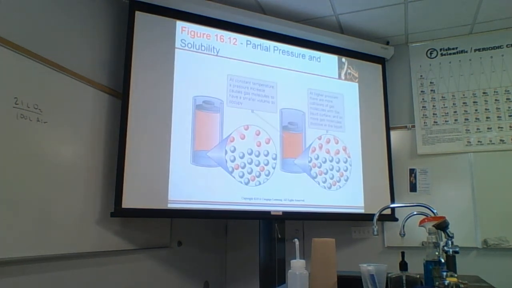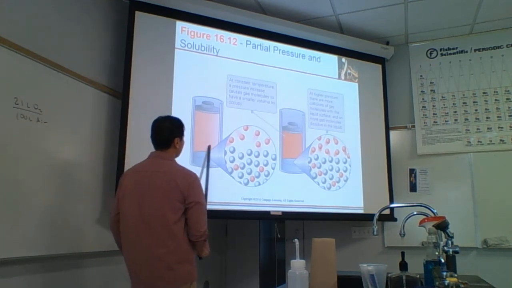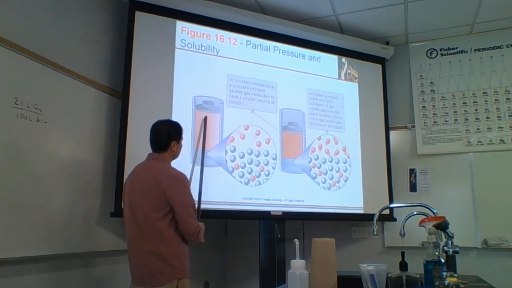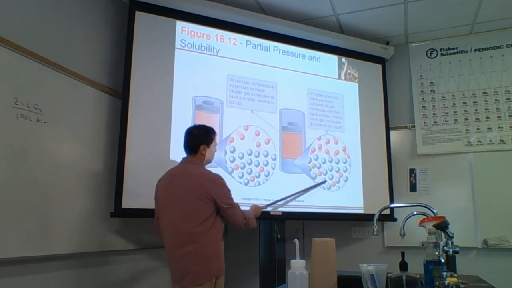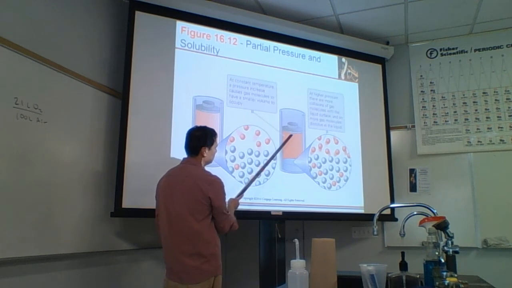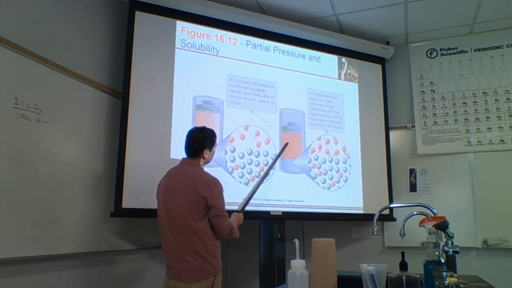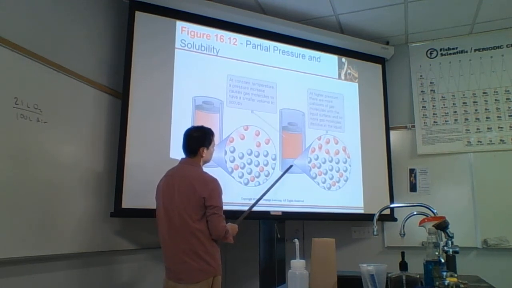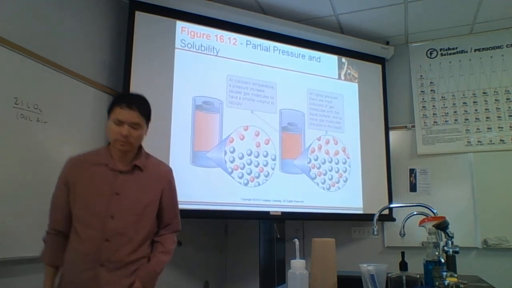If we look at gases, gases depend on the partial pressure of the gas above the liquid. The higher the pressure, the more you can force the gas particles into the liquid phase. So here, versus here, that's going to determine the solubility. So the solubility depends on how much pressure there is on the gas above the liquid.